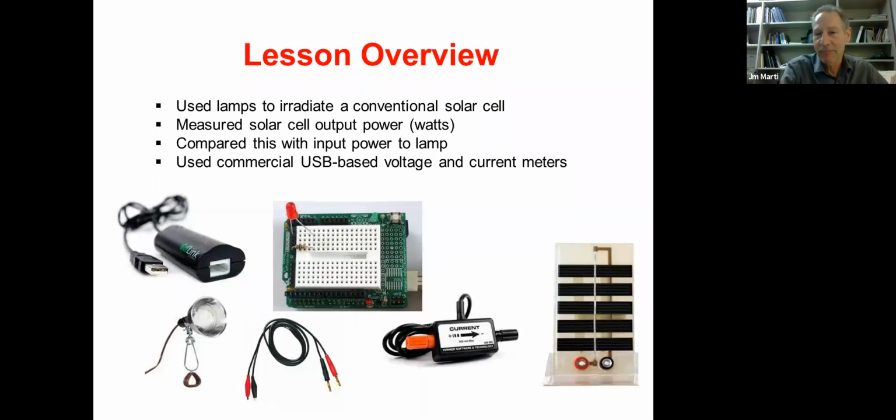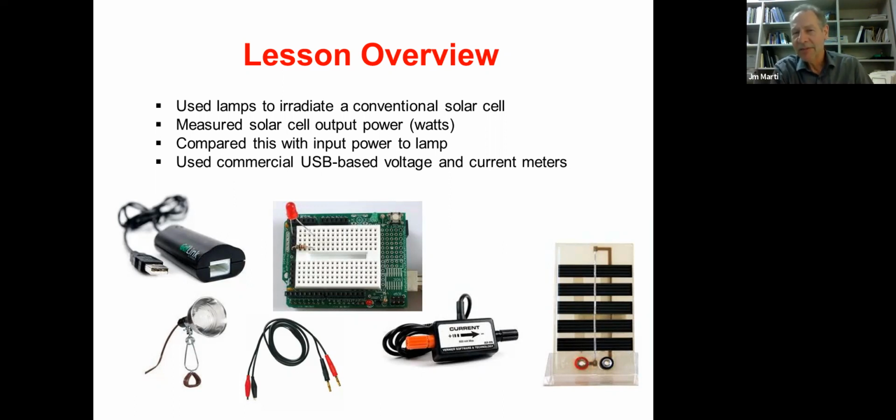irradiate the solar cell with mostly incandescent bulbs, and took a very simple approach saying, what's the power input to that lamp? And what's the power output that we can measure, power being the product of current and voltage, out of the solar cell.